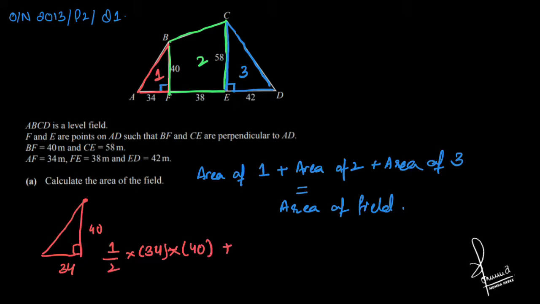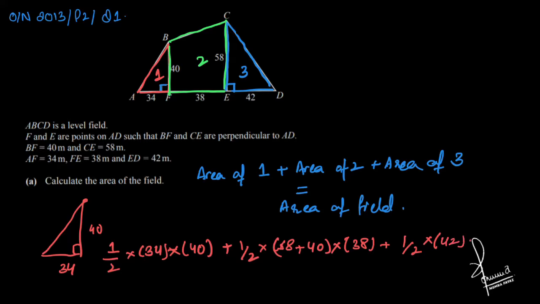Now how will you find area 2? Area 2 is a trapezium, right? So the formula for trapezium is half into sum of parallel sides. What are the two parallel sides? It's 58 and 40. So half into 58 plus 40 multiplied by the height. The height of the trapezium is 38, which is the perpendicular distance between the 2 points. So you will do multiplied by 38 plus half multiplied by this third triangle over here. So the base is 42 and the height is 58.